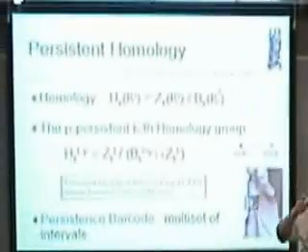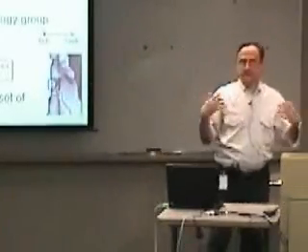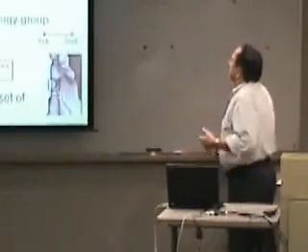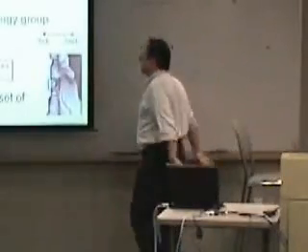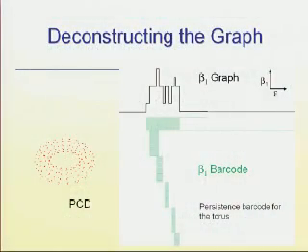And somehow the whole notion here is that topological fixtures that live long are the ones that are really real fixtures of the underlying hidden space, the manifold, and the ones that come and go quickly are just artifacts of the sampling and noise and so on. So the idea is to take this point cloud and map it to what we call a persistence barcode. That is just a collection of intervals that indicate the lifetimes of topological fixtures.